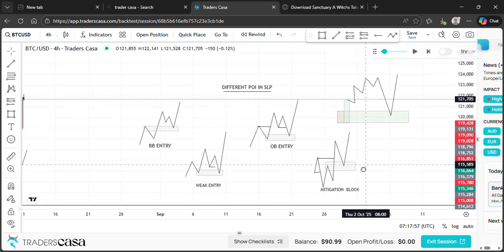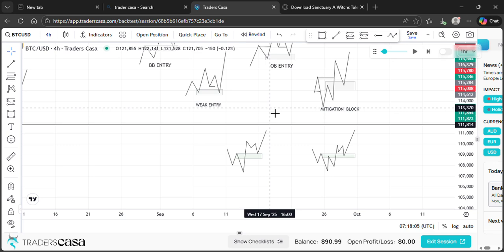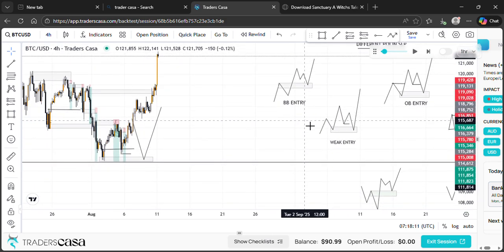So that's basically everything about POIs. In my next video, I will explain the difference between the two. But if you're smart enough, you know what's happening. You understand? So we are going to apply it in a real-time market. Don't get me wrong, this is TradingView. This is TradersCasa, a backtesting site.